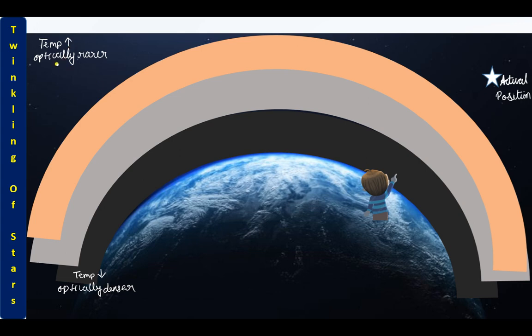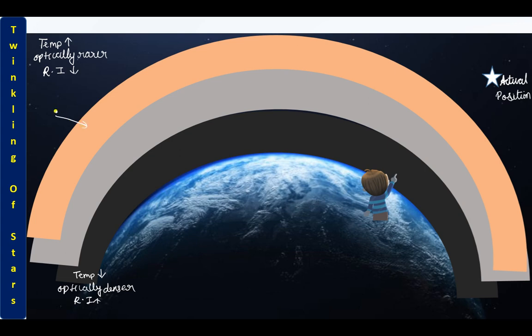So if this is an optically rarer medium, the refractive index over here will be less, and the refractive index over here will be more. Now this is in a phased manner when I compare them. For example, if I compare this and this, suppose this is medium 1 and this is medium 2, here the refractive index is less, here the refractive index is more.